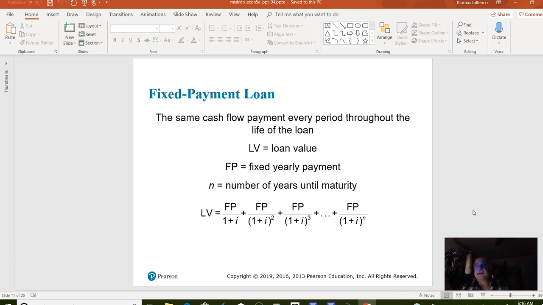And again, if anybody wants to go into more detail, let me know and I could make videos. Here's a fixed payment loan, right?